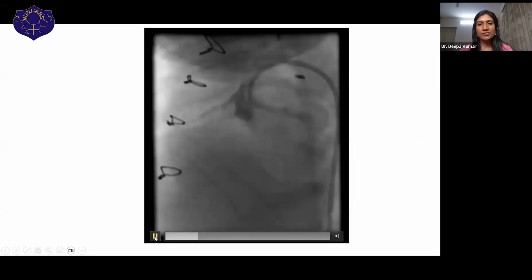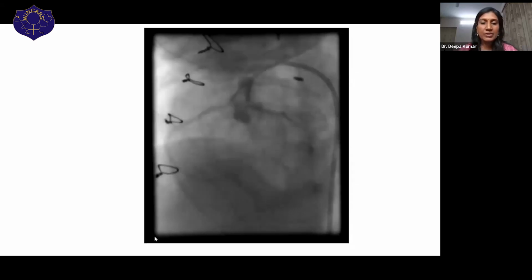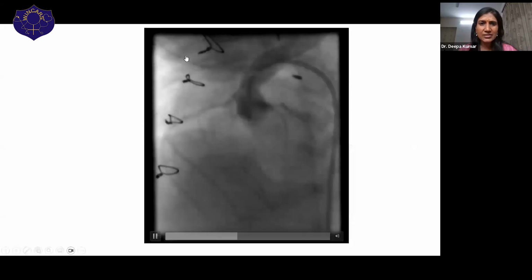This is another aortic root angiogram. If anybody can tell me, it's a very unusual case. So if anybody can tell me what is being seen here, it's a post-op case. You can see the sternal wires. It's a post-op case.